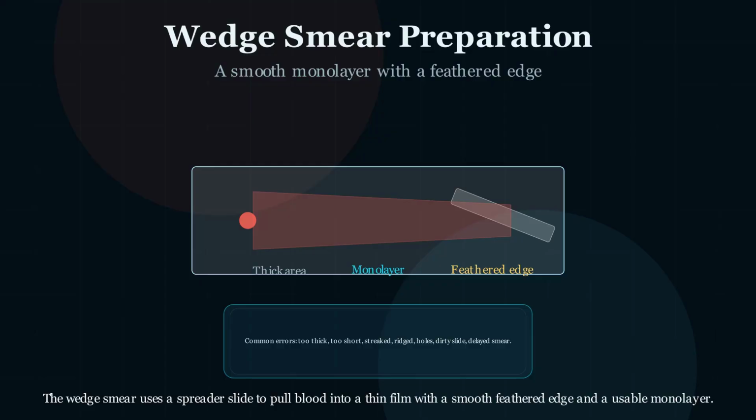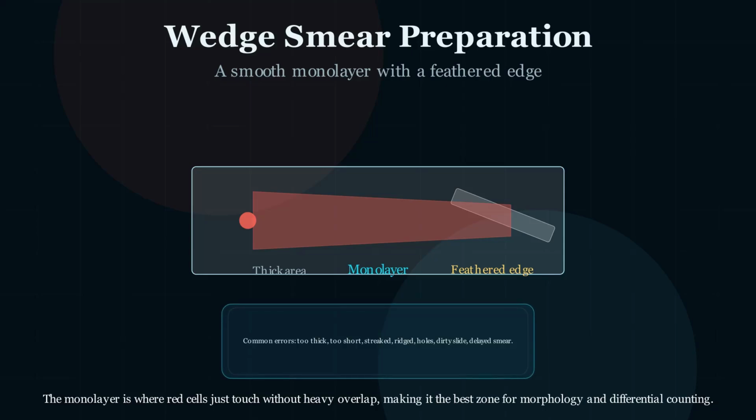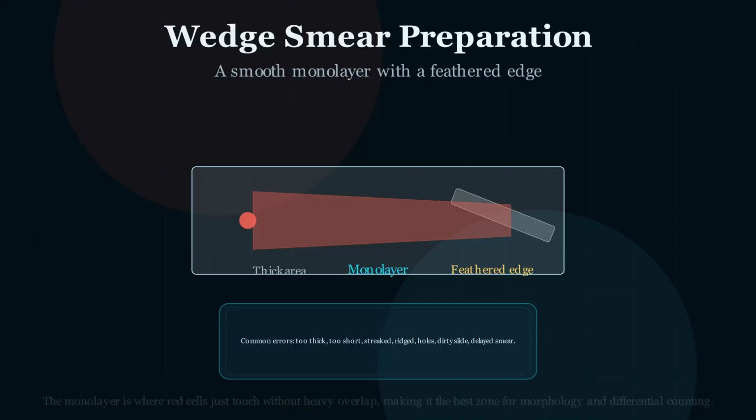The wedge smear uses a spreader slide to pull blood into a thin film with a smooth feathered edge and a usable monolayer. The monolayer is where red cells just touch without heavy overlap, making it the best zone for morphology and differential counting.